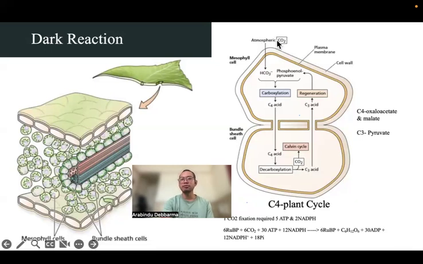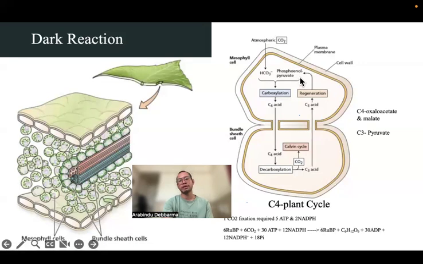That is, CO2 from the atmosphere is taken by the mesophyll cell, where CO2 is fixed with phosphoenol pyruvate and converted into C4, that is oxaloacetate and malate, which is then transported to the bundle sheath. There, in the decarboxylation process, carbon dioxide is broken down, and this carbon dioxide is now used by the Calvin cycle to produce glucose, and the C3 is then sent back to the mesophyll cell where it is regenerated and converted back into phosphoenol pyruvate.